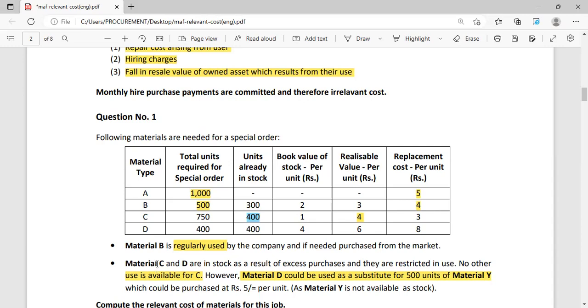Now, they are giving us the clue here. From here, they said material C and D are in stock as a result of excess purchases, and they are restricted in use. Now, no other use is available for C. So if they fail to use it now, they cannot use it again, except they sell it at scrap.